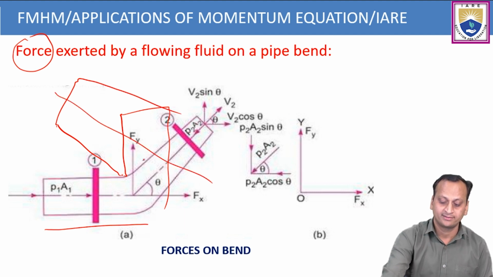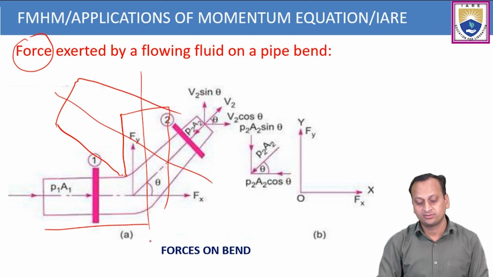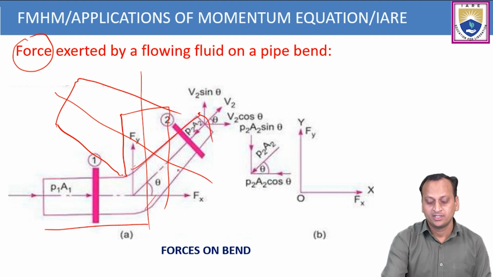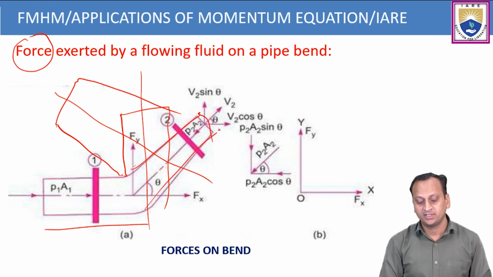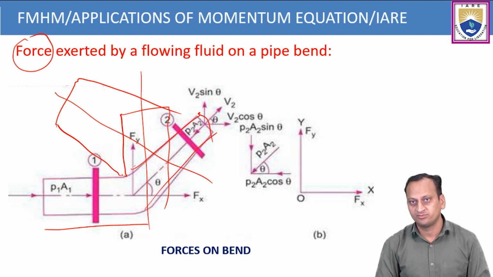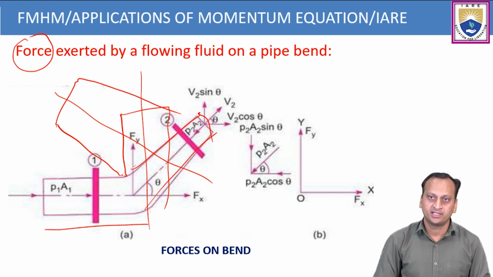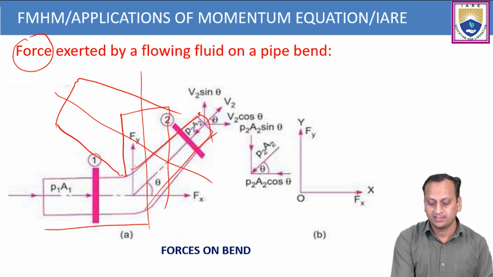It can be drawn like this. It can be drawn vertical also. It can be 45 degrees also. But whatever the angle may be, the orientation of the pipe bend and the other section may be in the control volume. So we can calculate the resultant forces Fx and Fy.